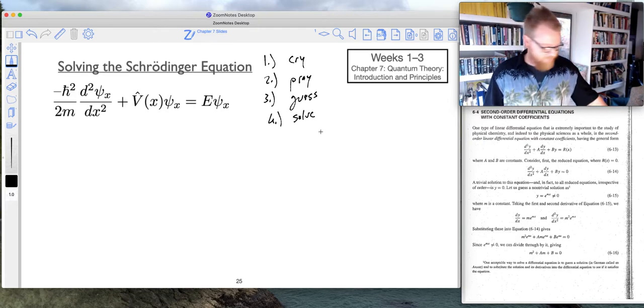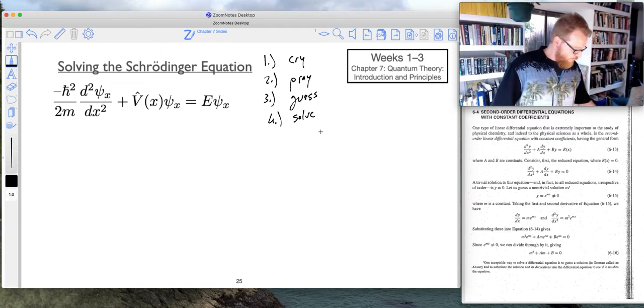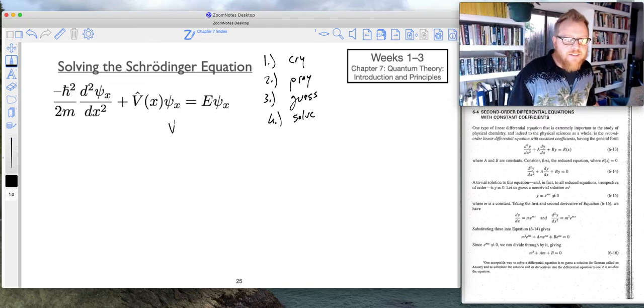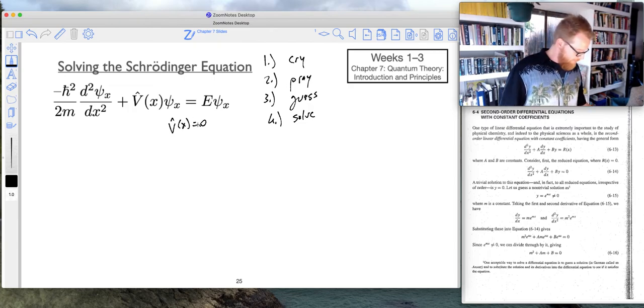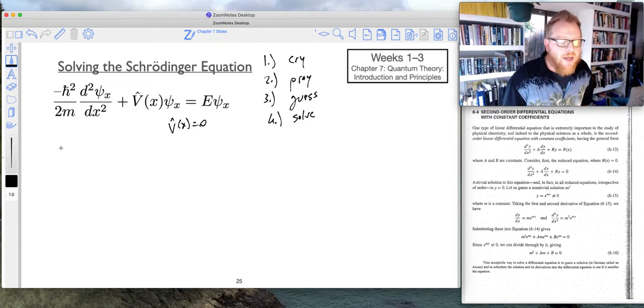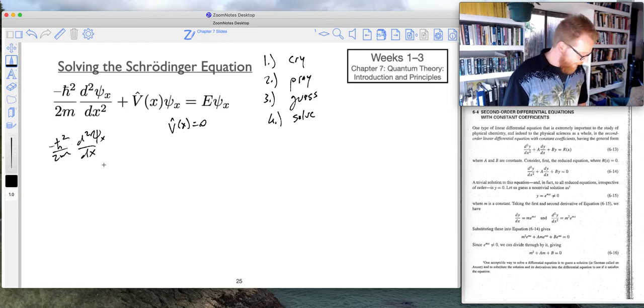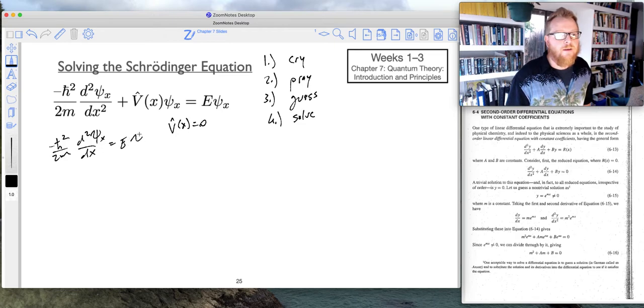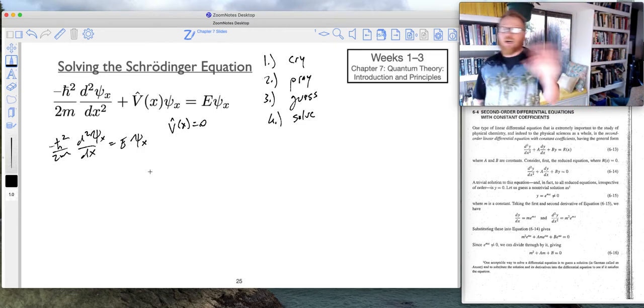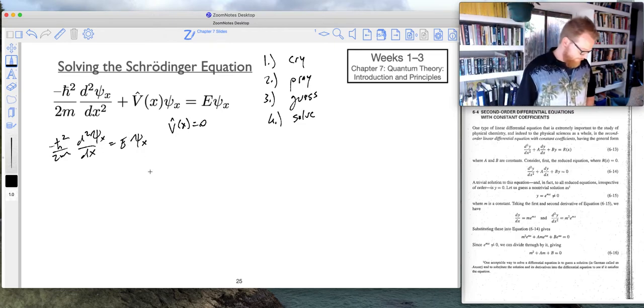Let's do it. All right. So for now, let's just make our lives a little bit easier. No potential energy. Beautiful. And so that means now we've got negative h bar squared over 2m times the second derivative of psi equals E psi of x. So we're not going to worry about that potential energy term for now.